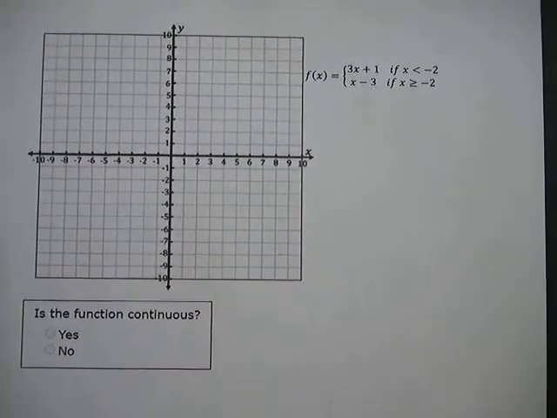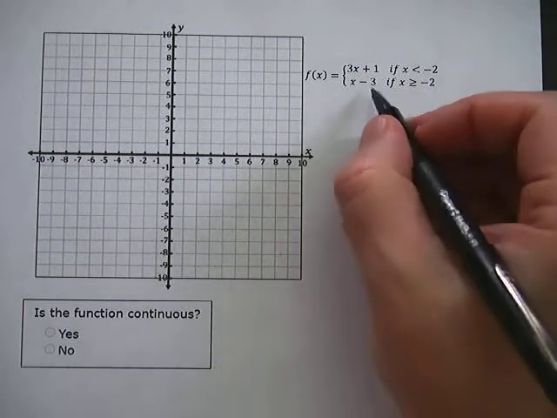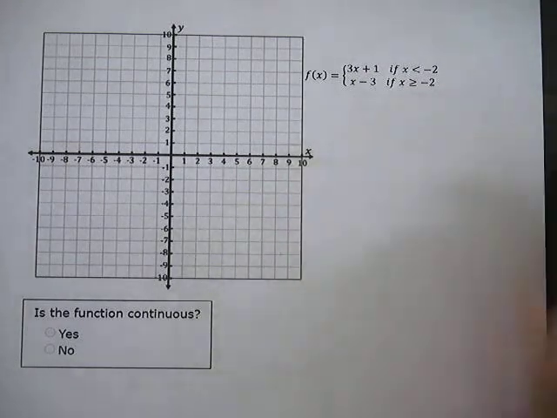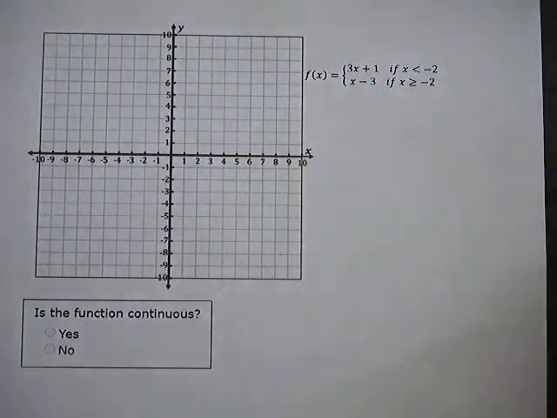Okay, one more. So we have f of x is equal to 3x plus 1 if x is less than negative 2, and it's equal to x minus 3 if x is greater than or equal to negative 2. Okay, so look at the top one first. We're looking at the boundary line, which is negative 2.